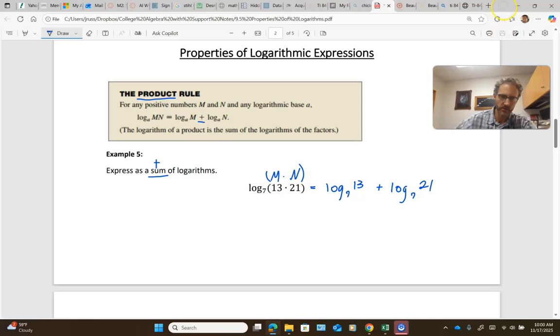Okay. So what we have done here is we have expressed this original logarithm as a sum of two separate logarithms. See here? As a sum. Alright. And we could go the other way as well. You know, we could put these back together and get 13 times 21 for our argument.